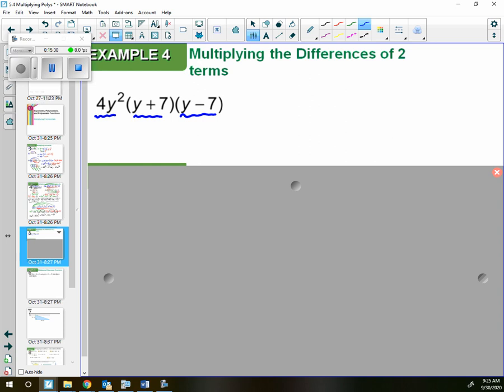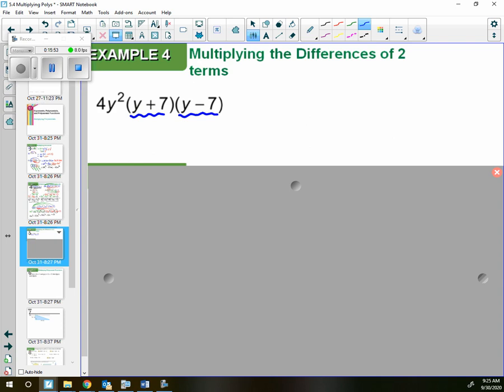So we have to just start with 2 of them, pick 2 of them to multiply together, and then get your answer, and then multiply by the 3rd one. Now, one thing I want to focus on in this one is what happens when you multiply 2 binomials together like this. So I'm going to start with those 2 and see what happens. Now, I want you to notice if you compare those 2 binomials, what do you notice? Well, they have exactly the same letters and numbers, but one's a plus and one's a minus.